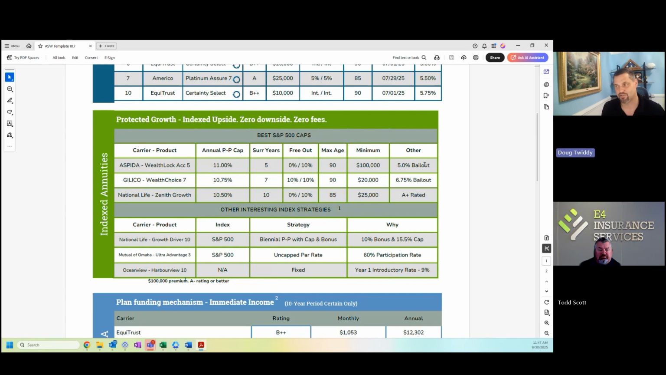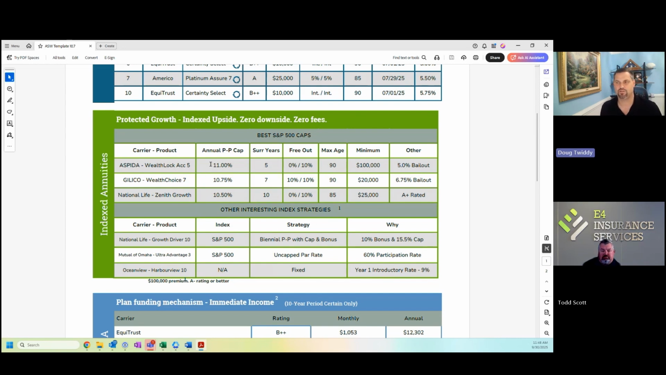All right. On the last column, if there's something available, we'll throw a little extra piece in there. In this case, Aspida has a 5% bailout. That means that we can't guarantee the 11% cap for all 5 years. We do look at rate integrity of carriers as best we can. But if the carrier decides to lower the cap below 5, they would have to waive surrender charges so you can take your money and run. Gillico has a 6.75 bailout cap. A lot of carriers don't have bailout caps, so the fact that they have them is actually really, really nice.